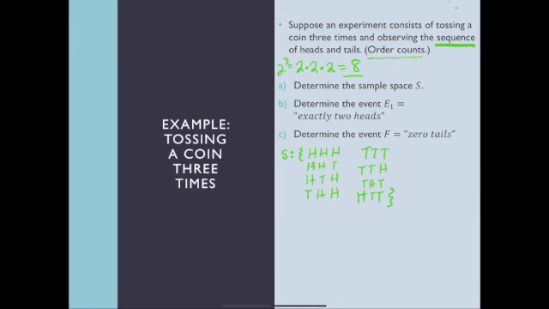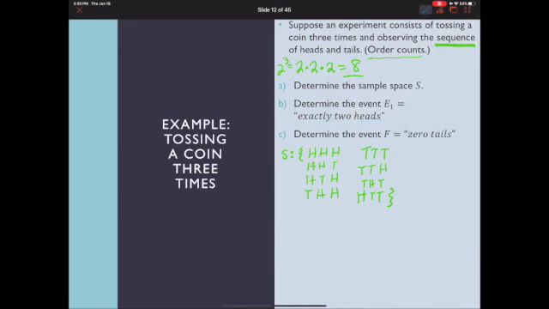So I want to determine E sub 1, where that's the event that there's exactly 2 heads. What does that look like? Well, it's going to contain these 3 elements right here. You guys kind of circled them. It's going to contain these, right? Each of these has exactly 2 heads. So I have HHT, HTH, and THH.